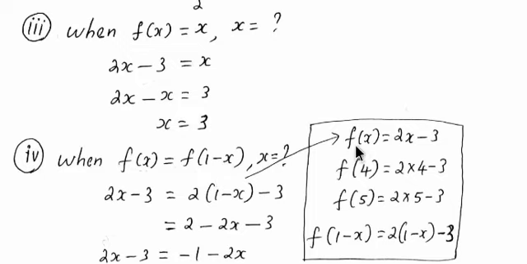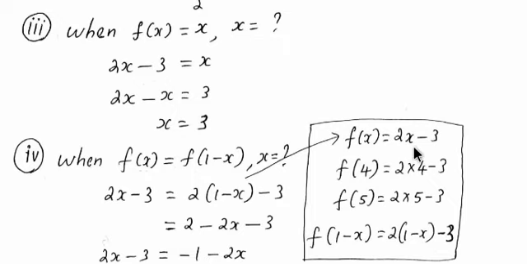Here, for example, f of x is given as 2x minus 3. Then for example, substitute x is equal to 4. Here when x is equal to 4, we can substitute 4. 2 into 4 minus 3. Then when x is equal to 5, we can substitute 5. 2 into 5 minus 3. But here, instead of x we can substitute 1 minus x. F of 1 minus x is equal to, substitute instead of x here 1 minus x.